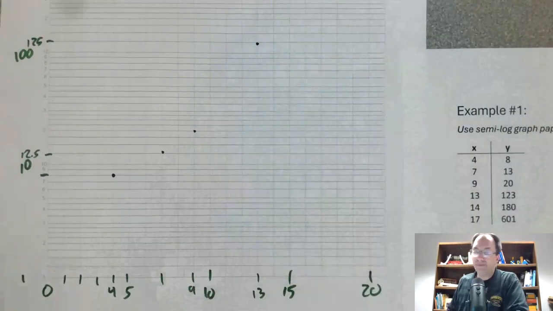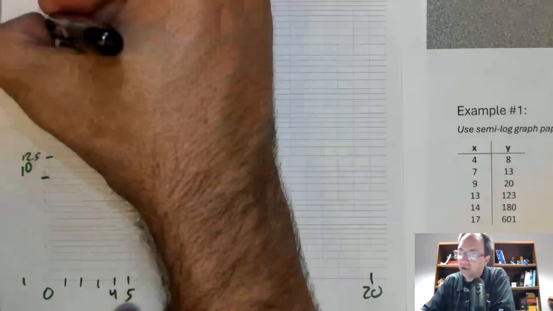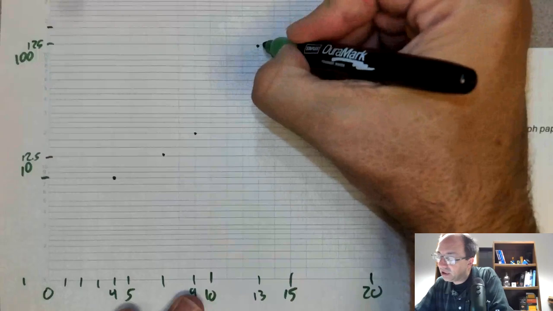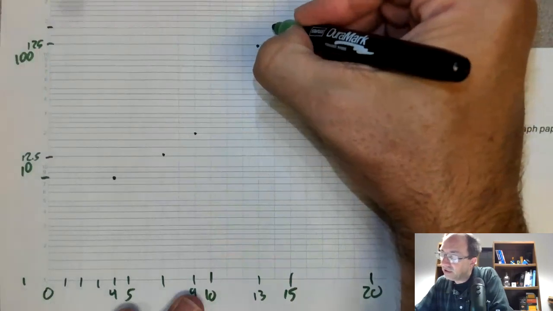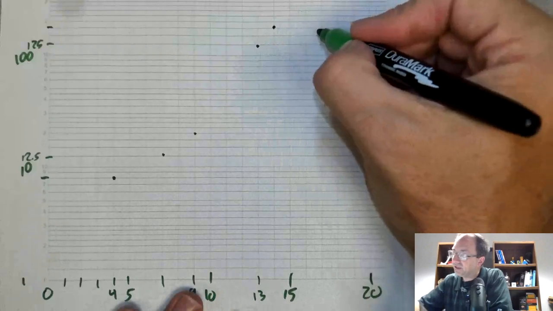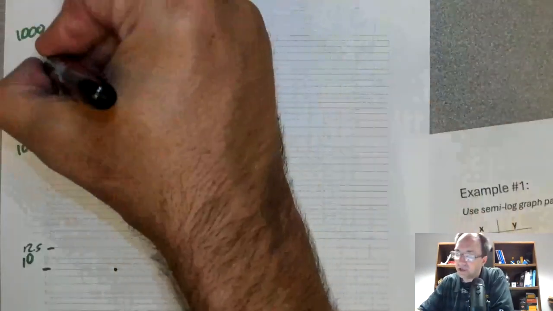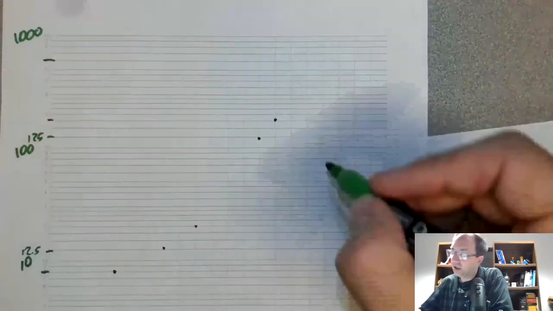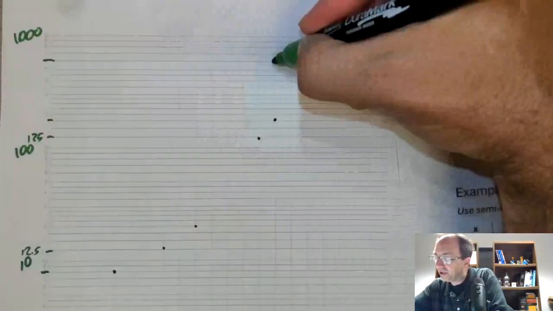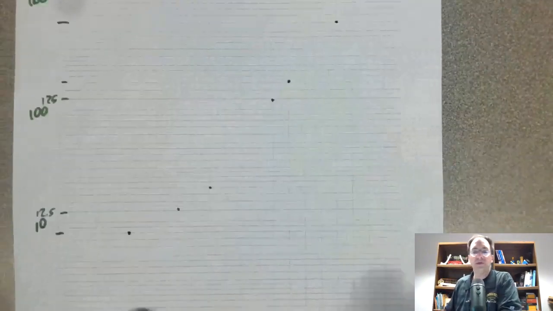So we can put a dot there. 14 is right next to it, and it's at 180. 180 is just going to be a little bit above the 175 mark. So roughly there. And then our last one, 15, 16, 17, is at 601. So 601 is basically up here. And so if I come over, remember that was 14, 15, 16, 17. So there's our data.